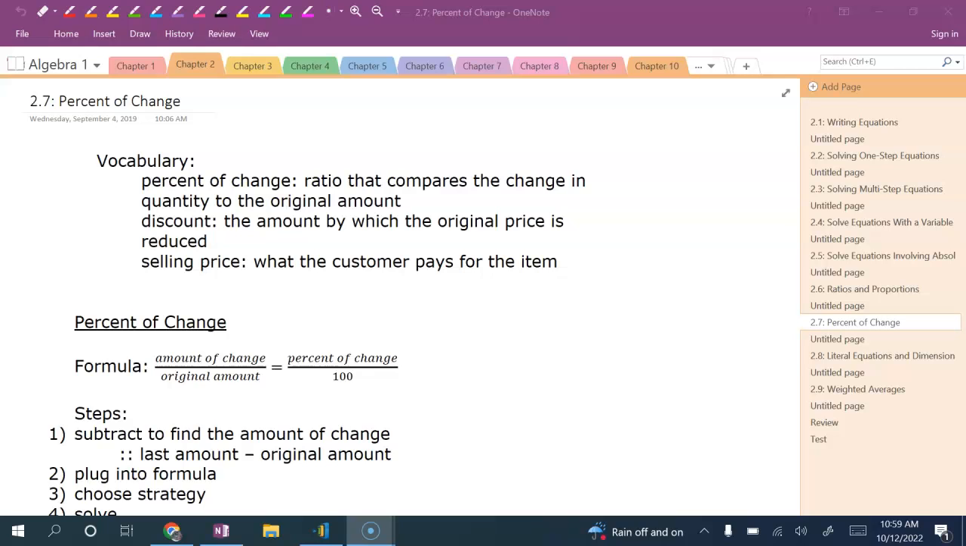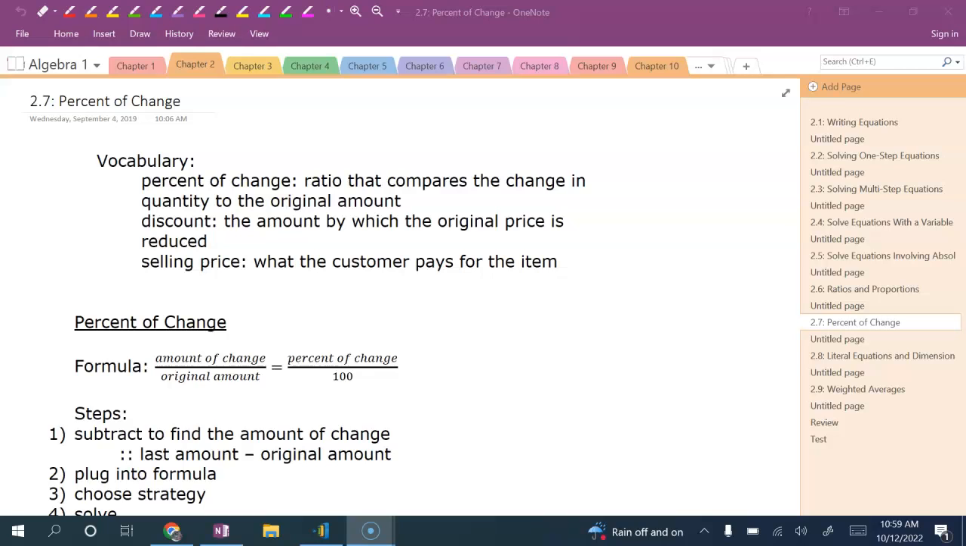The first thing we're going to focus on is percent of change, which is a ratio that compares the change in quantity to the original amount. Percent of change would be used to describe how sales have either increased or decreased from one year to another, salary being changed, attendance at a sporting event, those kinds of things that we can represent with it increased by 5% or it decreased by 2%. That's when we'll use percent of change to represent those types of situations.